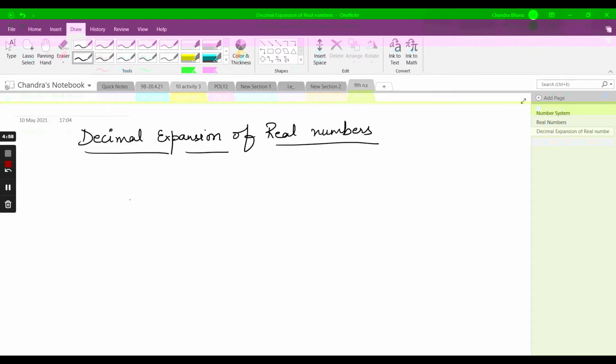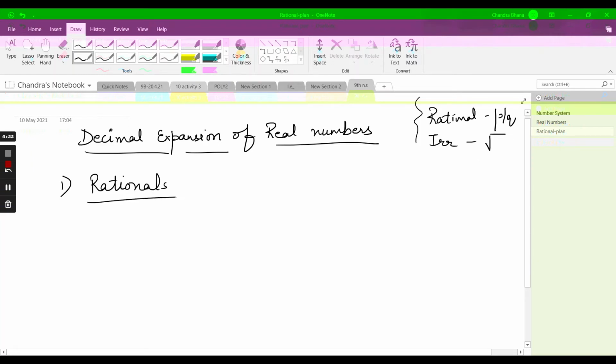Now let's discuss the decimal expansion of real numbers. Already we've discussed that real numbers are of two types, rationals and irrationals. The rationals are of the form p by q and the irrationals are of the form root. So they must be having some decimal expansion. So let's discuss that. Let's first discuss rational numbers.